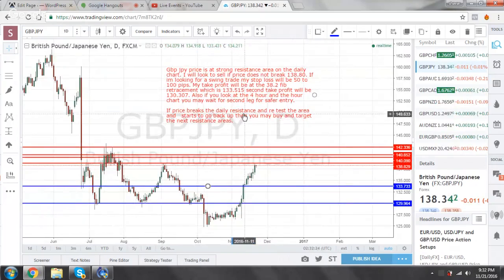If price breaks the daily resistance area and retests the area, what I mean by that is if it breaks this, goes past it, comes back down to retest like I showed you, that's what I'm talking about right here, and starts to go back up, then you may buy and target the next resistance areas, which would be here, here, and here. It's pretty simple.